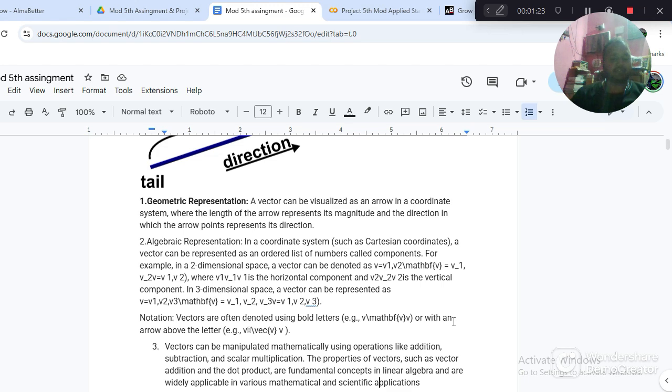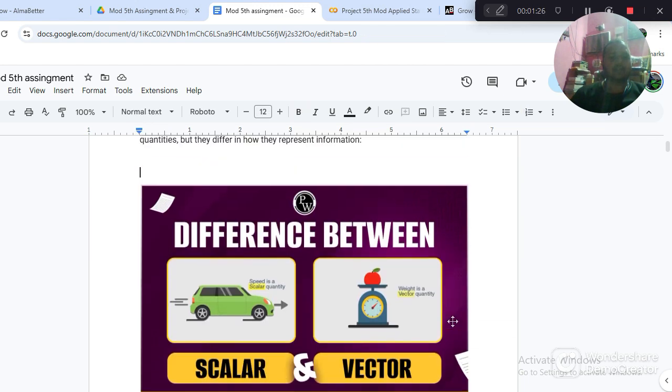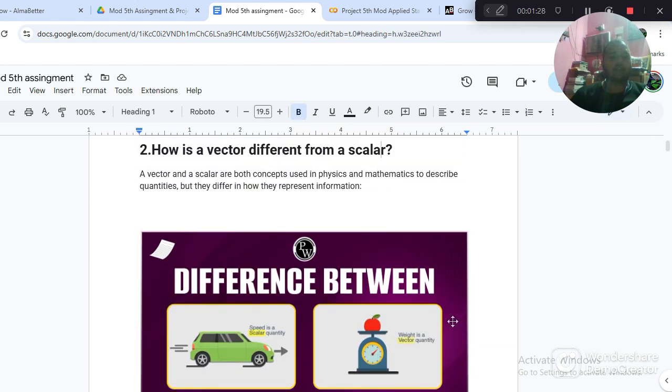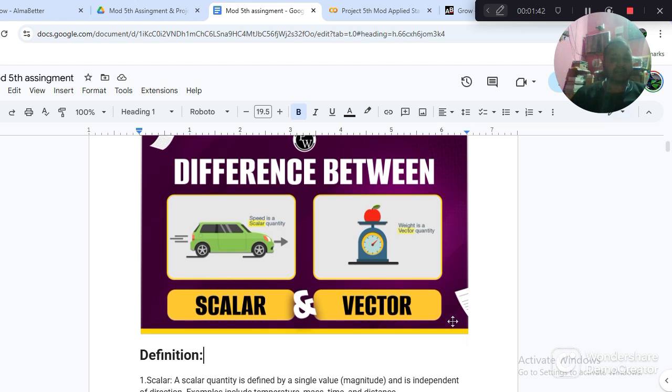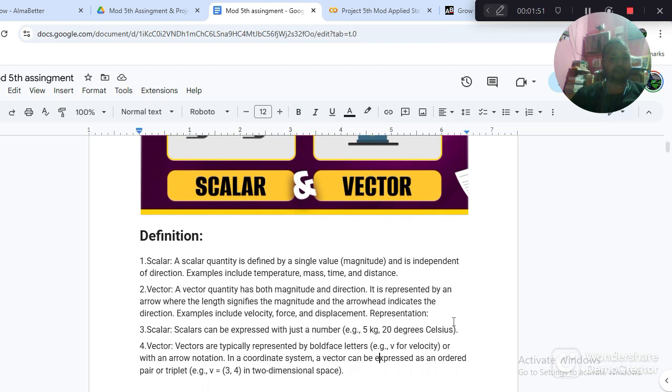Now second question. How is a vector different from a scalar? A vector and a scalar are both concepts used in physics and mathematics to describe quantities, but they differ in how they represent information. I can show an example of a car, where speed is a scalar quantity or vector quantity.